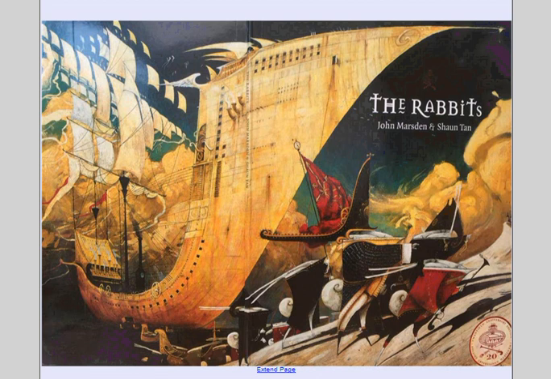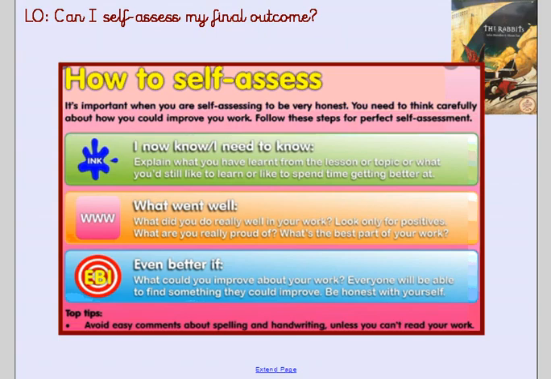Okay, so we are going to look at your final narrative outcome, which was your persuasive letter to try and persuade the leader of the rabbits to stop what they were doing to the native inhabitants' land. Now, you're going to see something you've seen before today. So we're going to look at self-assessing your own work. So some of the work that I've seen is great. I gave you some comments on your edited piece of work last week. You then completed your final piece.